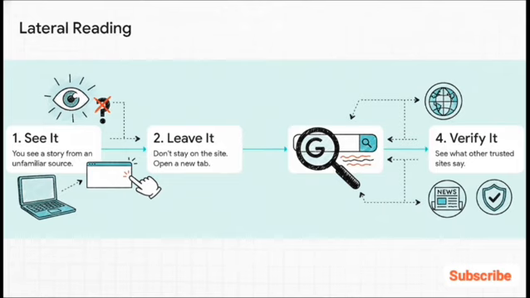The process is dead simple. You see a source you don't recognize. You fight that urge to click around on their page. Instead, you open a new tab, you Google their name, and you look for what trusted sources, like Wikipedia, major news outlets, fact-checking sites, have to say about them.